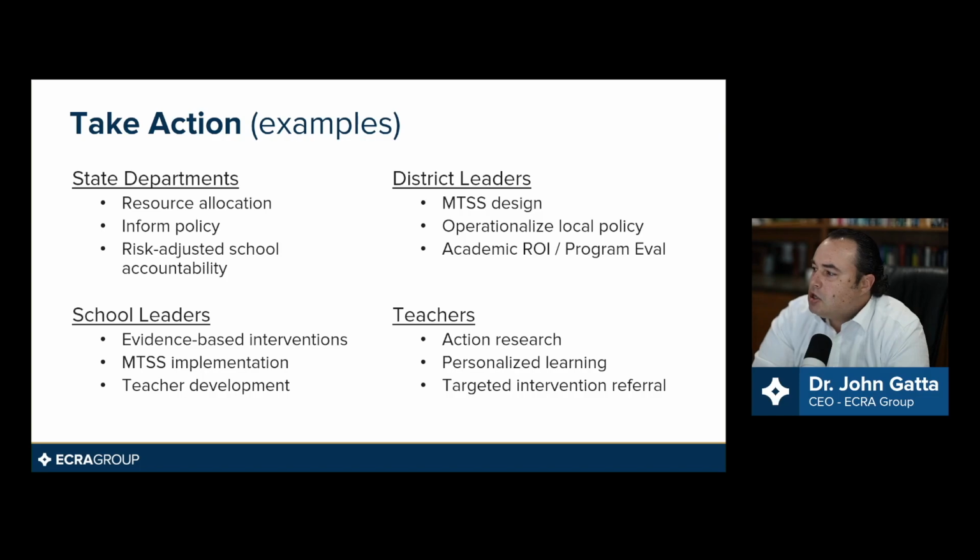So let's talk a little bit about, and again, these are just examples. You could come up with lots of different ways that you might intervene when you've identified students that are not on a trajectory to meet milestones in the future. But at a State Department level, this looks a lot like resource allocation, right? It looks a lot like understanding from a state level where these pockets are, and making sure that resources are allocated appropriately.